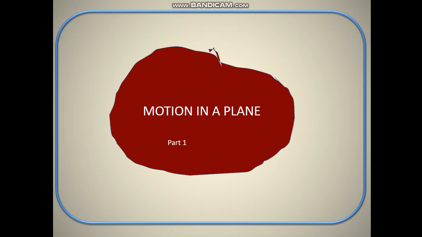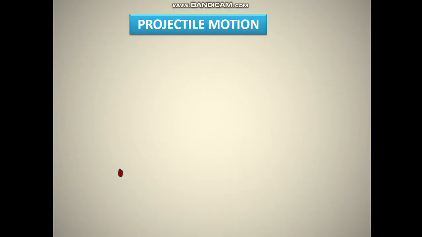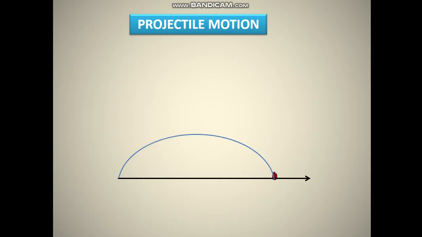In Motion in a Plane, Part 1, we are going to talk about projectile motion. If we project a projectile, it traverses a path. This is known as the trajectory. Let us put this path in the coordinate axes x and y. This is the velocity time graph.